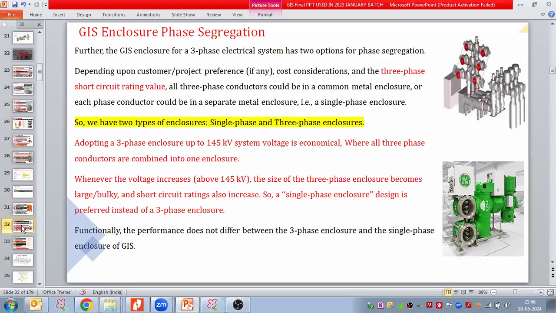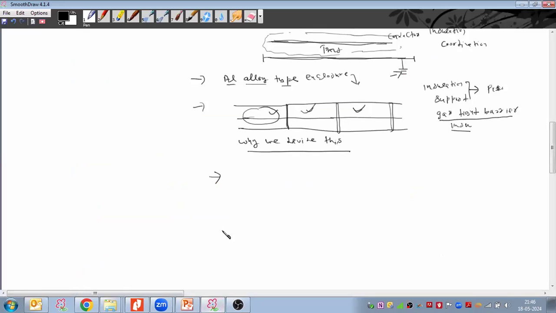Now, after discussing the enclosure compartments, we have one more concept, the phase segregation. Phase segregation is the phase division of the GIS. We are discussing the GIS construction, so we are taking up this point.